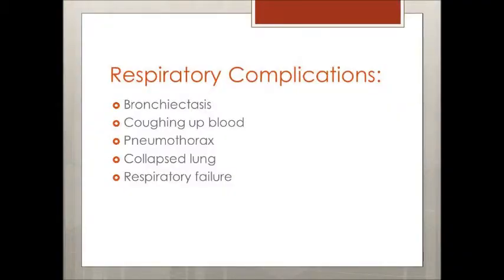Because people with cystic fibrosis are so prone to getting sick, they get repeated respiratory infections. This can cause several respiratory complications such as bronchiectasis, which is an abnormal stretching of the airways caused by mucus blockage and accompanying infections. Other complications include coughing up blood, pneumothorax, collapsed lungs, and respiratory failure.